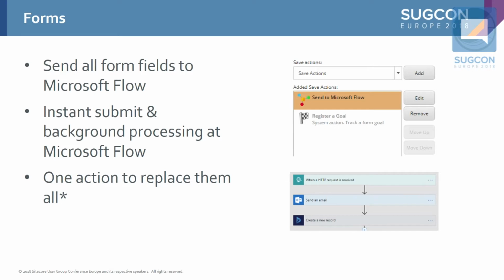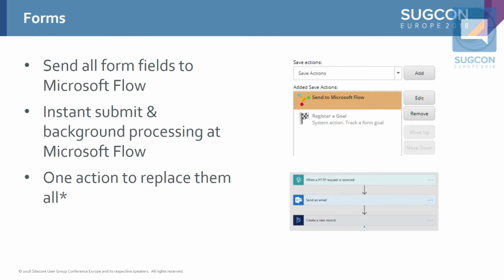it just adds these hundreds of save actions to Sitecore, both the WFFM module, Web Forms for Marketers, and Sitecore Forms. What it does is basically send all form fields to Microsoft Flow, and it allows you to submit the data instantly, because you just pack the data, you send it to Microsoft Flow, and even if you have sequential actions which will take like 15 seconds to execute, you don't have to worry about it, because it happens on the back end, and the form submits will be instant.